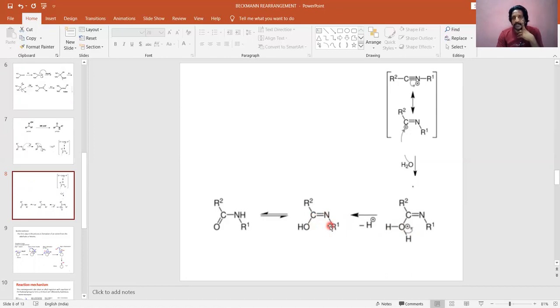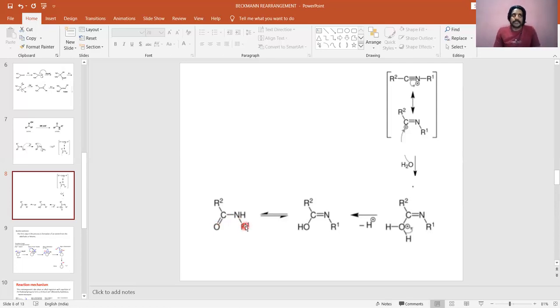What I said in the beginning, I said that this involves the conversion of ketone to oxime. Later that oxime will be converted into amide, R, C double bond O, NH, R1. That means this is the enolic form, R2, C, OH double bond N R1. This can tautomerize into the ketone. Ketone means C double bond O will be formed and this H will be shifted to nitrogen. A kind of tautomerism, a kind of isomerism. R2, C double bond O, NH, R1. So this is how Beckmann rearrangement works.